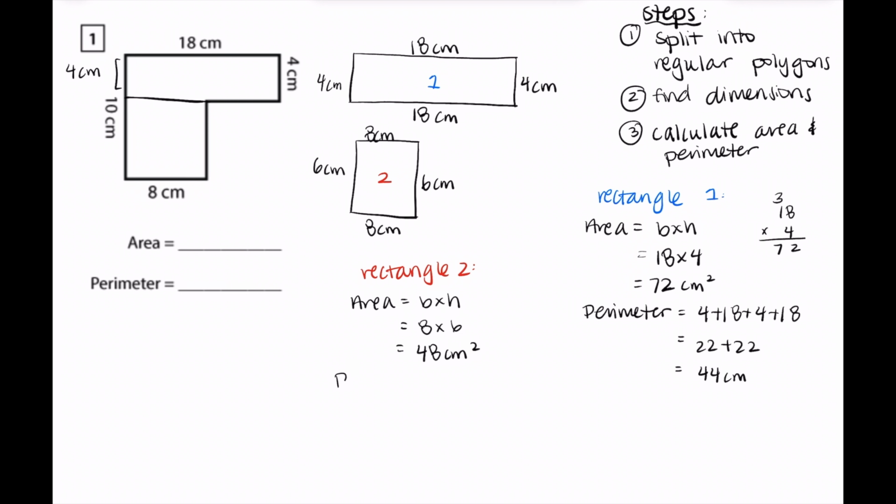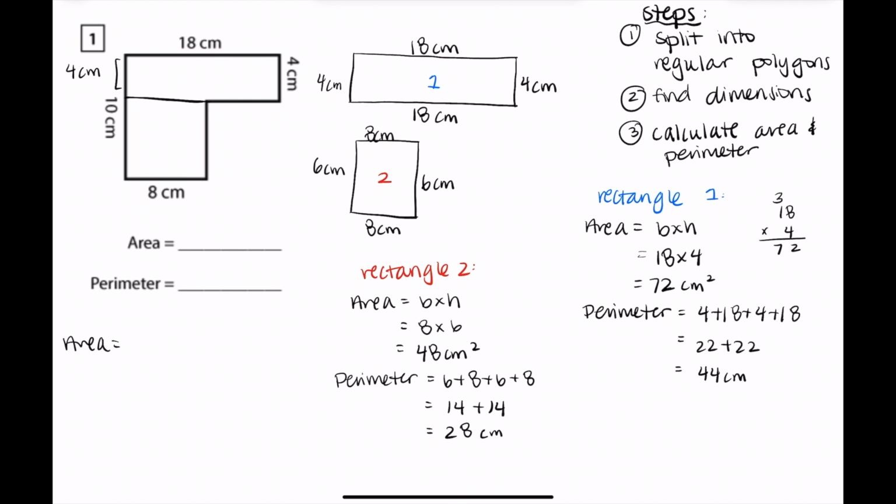So the area of rectangle 2 would be 48 centimeters squared. Again, perimeter is just adding up all the sides, so it would be 6 plus 8 plus 6 plus 8. And we know that 6 plus 8, well, that is 14, right? So we'd have 14 plus 14, and 14 plus 14 gives us 28, and our units are centimeters.